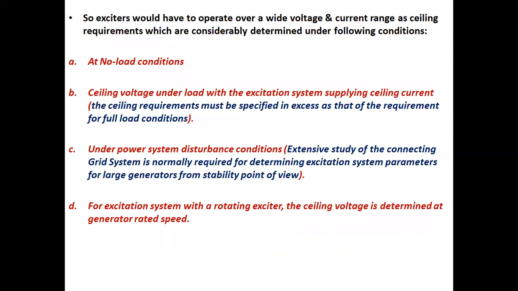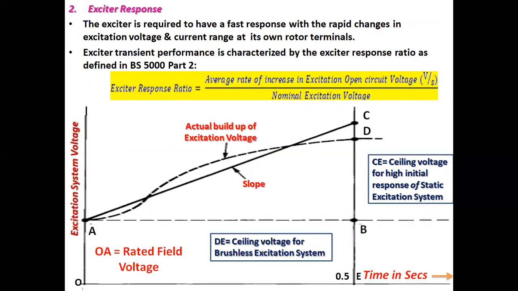C. Under power system disturbance conditions, that is, an extensive study of the connecting grid system is normally required for determining excitation system parameters for large generators from a stability point of view. D. For an excitation system with a rotating exciter, the ceiling voltage is determined at generator rated speed. Exciter response.